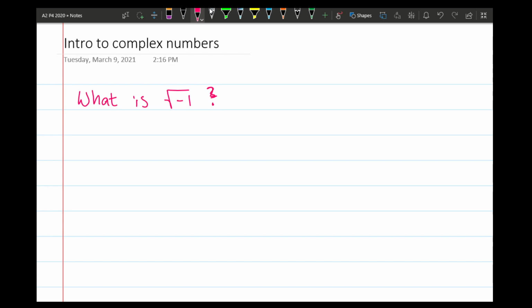But I can write this, so it's got to be possible. And that confused math dudes for a long time. So, in order to solve it, they invented a new number, and that is the imaginary unit.